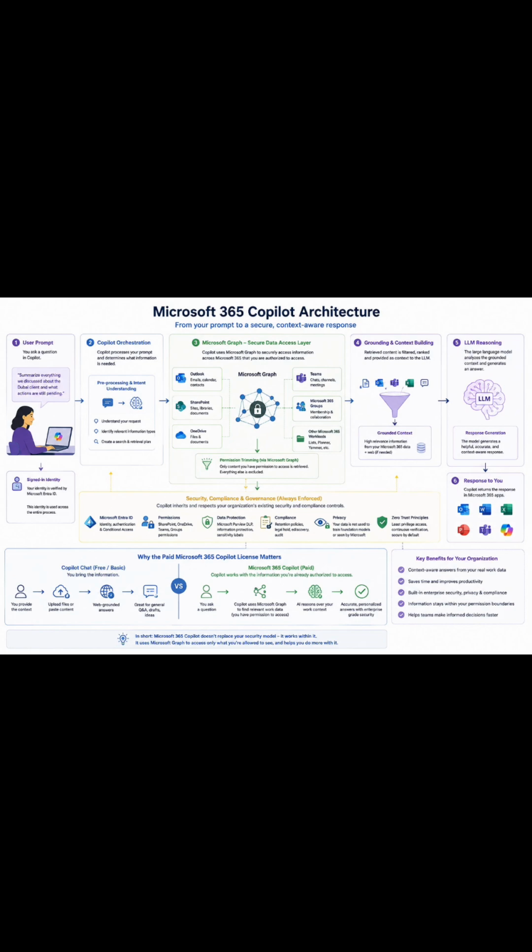But here's the part that almost nobody explains properly. Copilot only retrieves what you personally have permission to access. This is called permission trimming. If you don't have access to a file, a chat, or a site, it gets excluded automatically before it reaches the AI model. Step 4, grounding and context building.